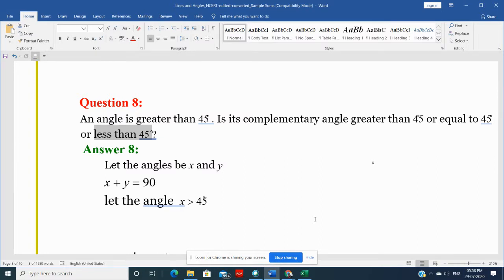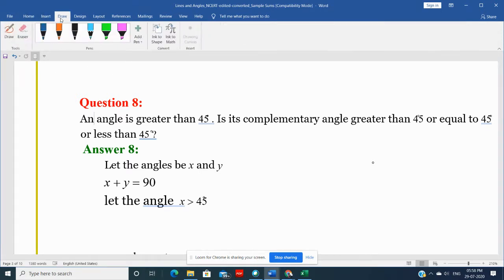Now, as I already told you, whenever you read any question, you just need to understand the basic detail which you need from that particular sum, and you need to underline that. Okay, so let's do that. An angle is greater than 45. It is greater than 45 if it's complementary, means here we are dealing with complementary, right? Okay, so now let's start.